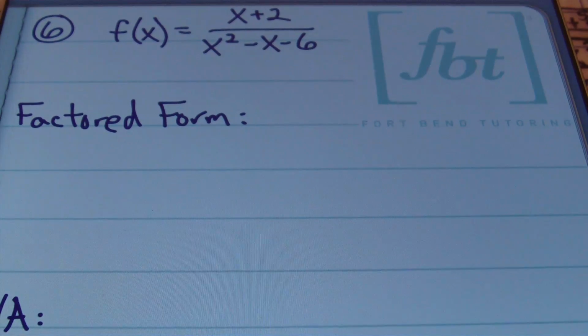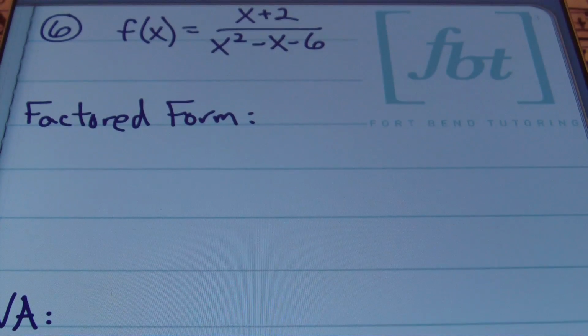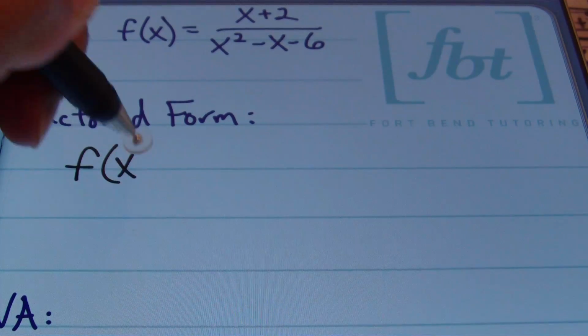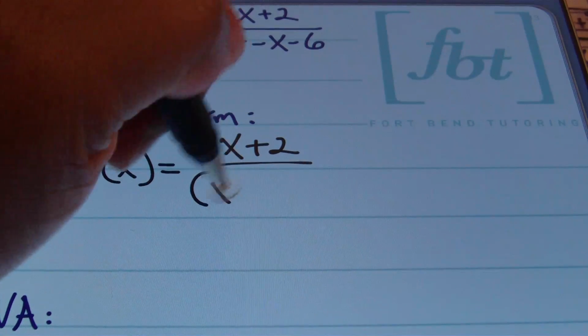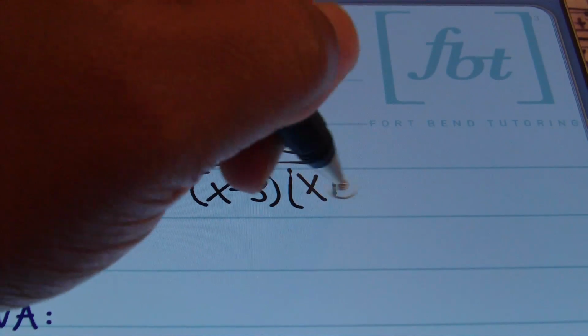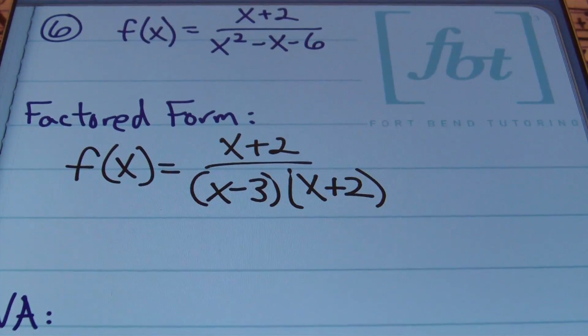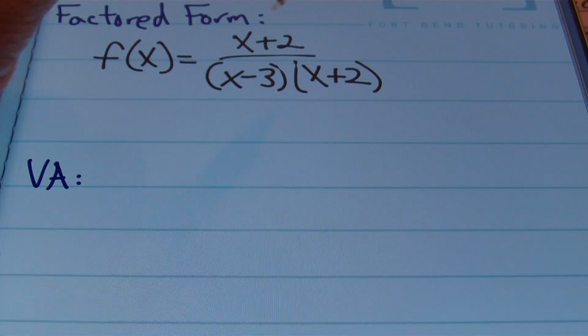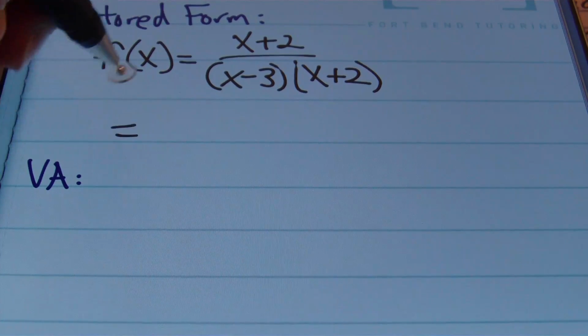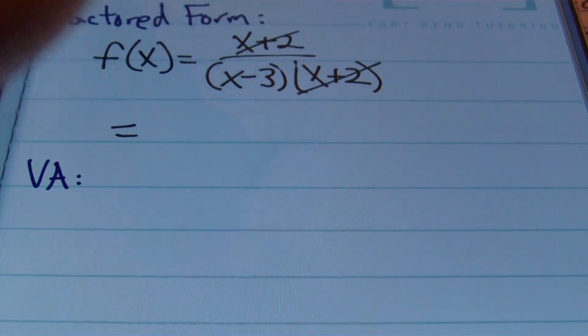In problem number 6, we have f of x equals x plus 2 divided by x squared minus x minus 6. The first thing we want to do is try to factor this rational function completely. So I'm rewriting this as f of x equals x plus 2 divided by x minus 3 times x plus 2. Once again, we run into a reducible rational function. In other words, we can simplify this.